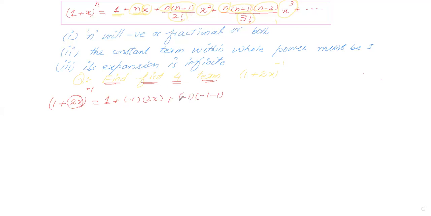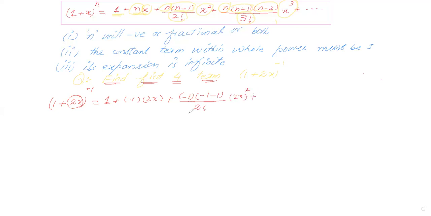Divided by, how many factors are given in the numerator? There are two factors, 1 and 2. So you have 2 factorial. Then you have to write the square of the second term. What is the square of the second term? It is 2x whole square.